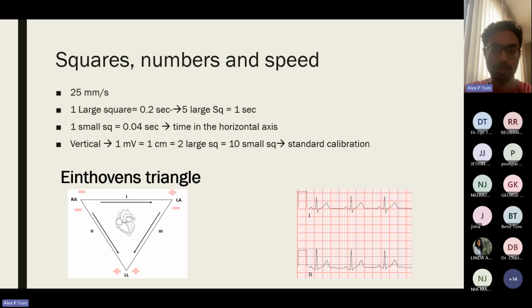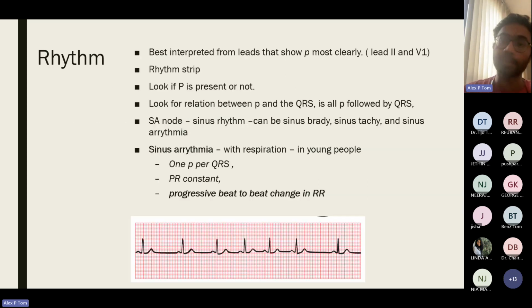If you look at an ECG in the beginning, you will see a small vertical box like this. This horizontal axis is the time, and that is set like that. And here, this is the voltage deflection that's set: 1 millivolt equals 1 centimeter, 10 small boxes. So we finished all the basic stuff, and now we are going into rhythms and different rhythm abnormalities.